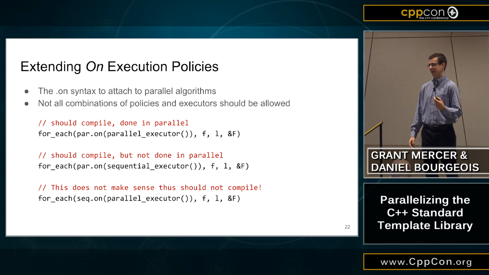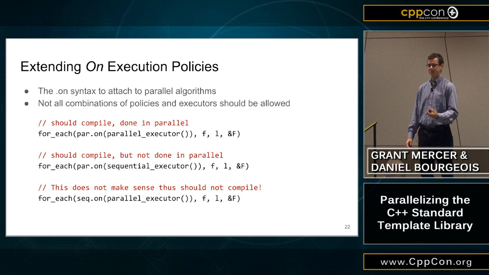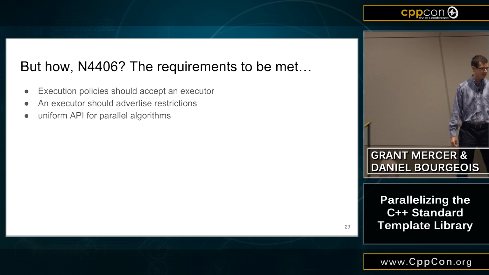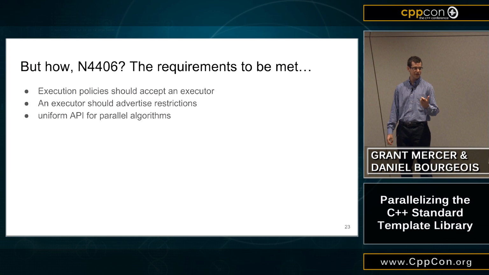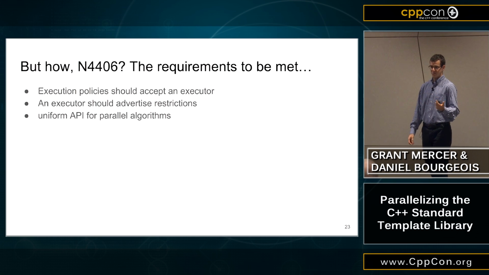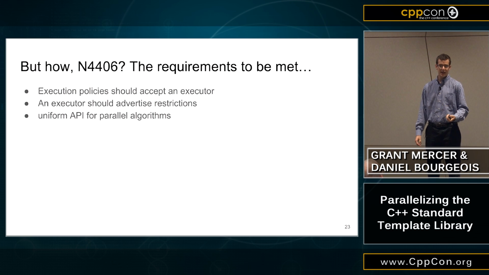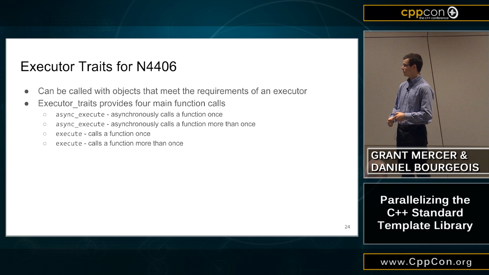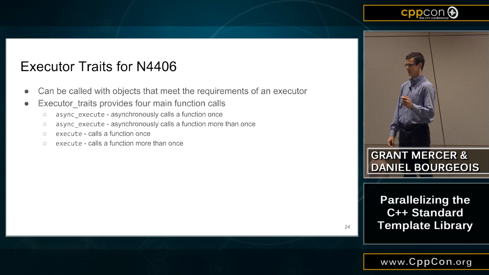And so we're going to need a way for the executors to be able to advertise what sort of work they implement or execute. So the requirements to be met: we want to be able to accept an executor, advertise the restrictions, and we'd also like, at least for implementing these parallel algorithms or using executors in general, an API that's easy to use. And this is where Executor Traits for N4406 comes in. There's 4 function calls, in other words, 2 functions, and they are async_execute and execute.